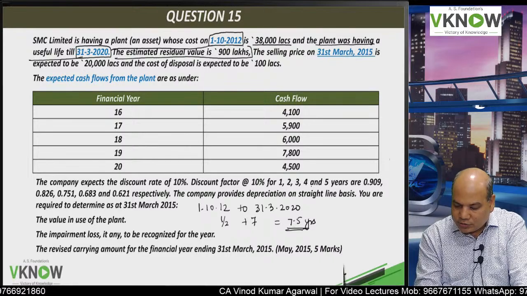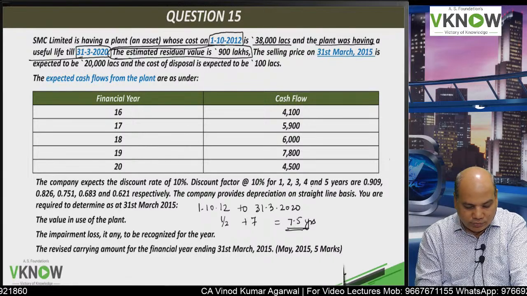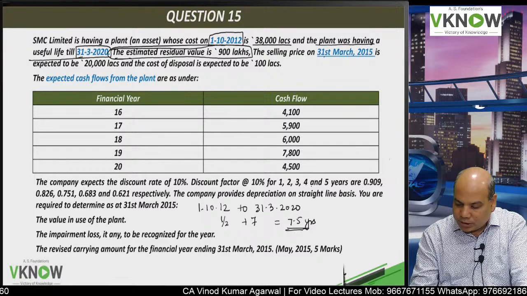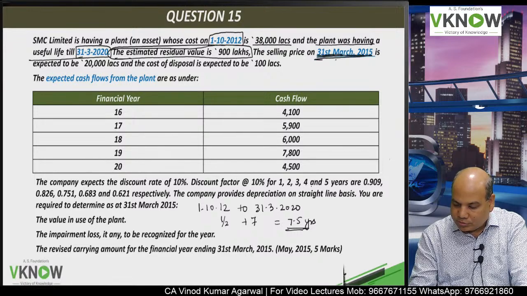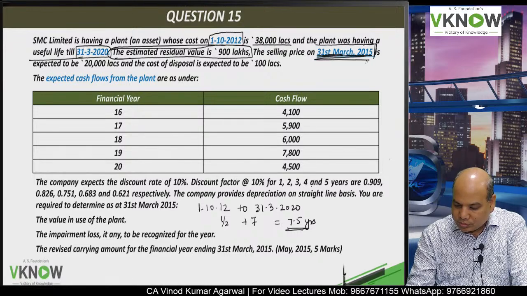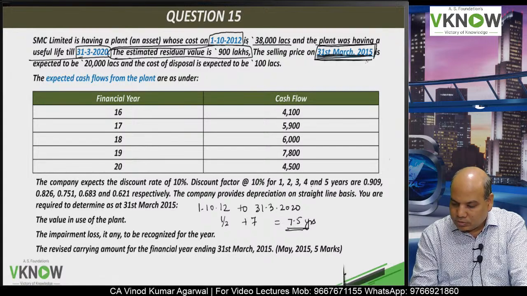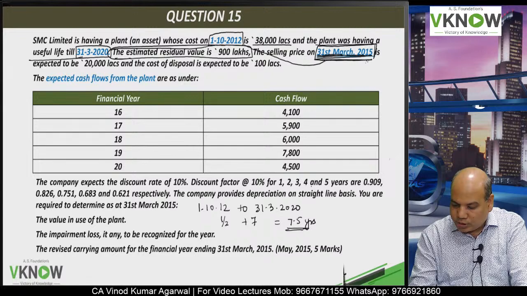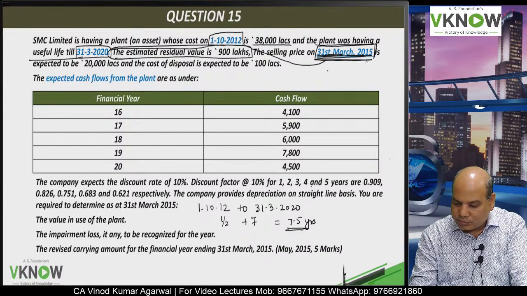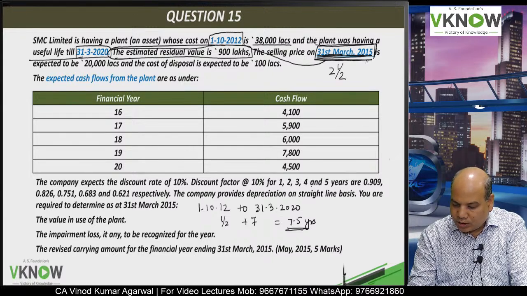The estimated residual value is 900 lakhs. The selling price on 31st March 15. So this is the date. There is an indication of impairment. From 1st October 12 to 31st March 15, 2.5 years are over.